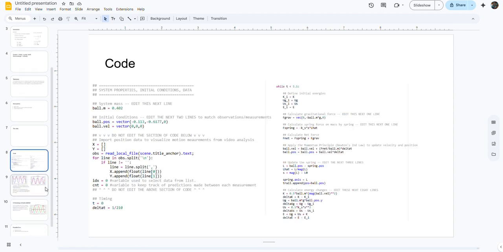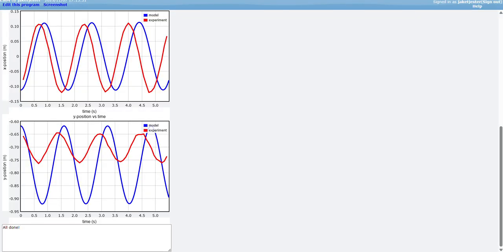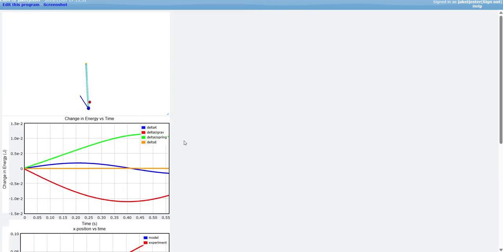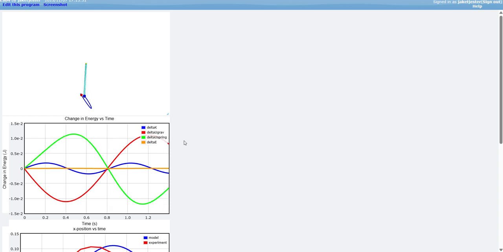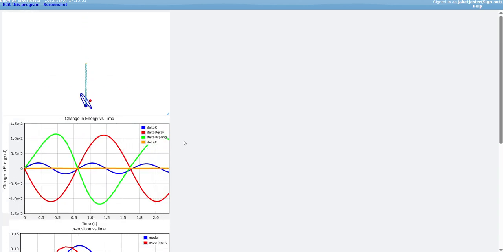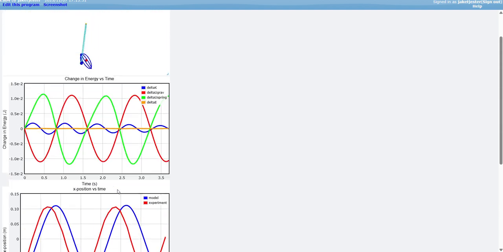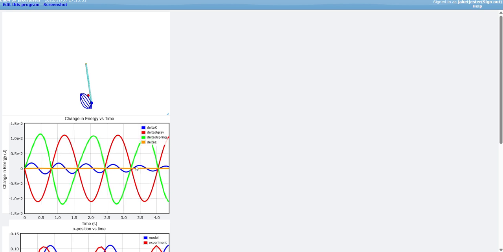And so here is the code. There's the initial conditions on the left and the calculations on the right. And I'll run my code here. Choose the file. See how it works. And all the graphs being made with X and Y positions and the energy over time.